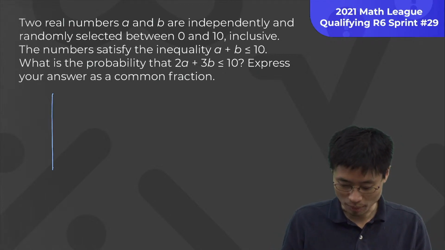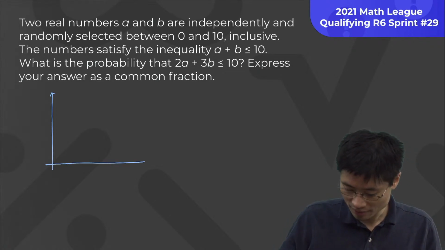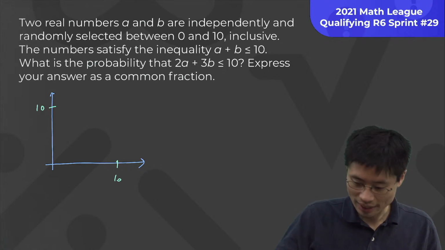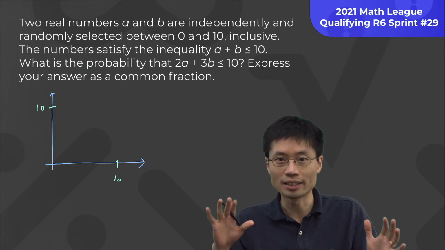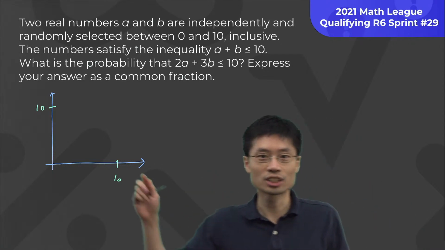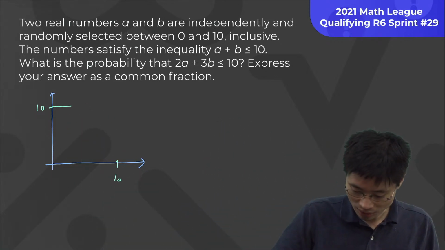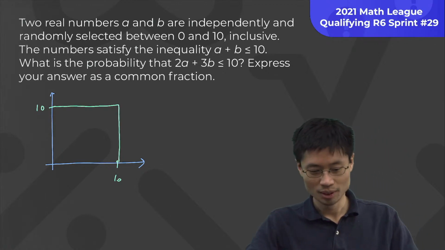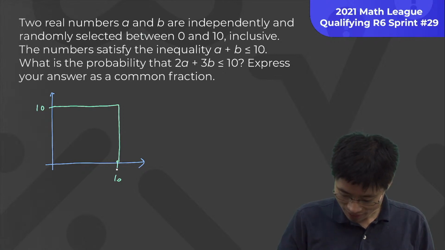Oops. My pen came apart. Let's draw a chart. These are the axes. 0 is there, 10 is here, 10. Now, if I'm going to pick two numbers independently and randomly selected between 0 and 10, it's sort of like I've got all of this square. Let's draw a square. Let's pretend that went down at the 10. You just erase that tick mark.